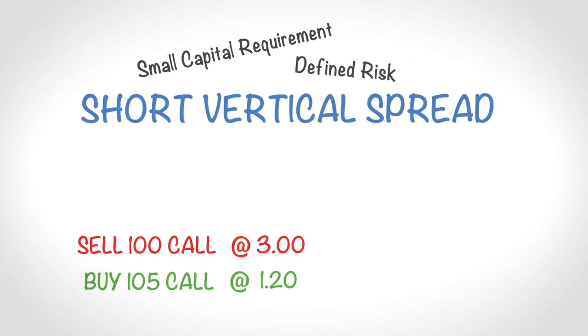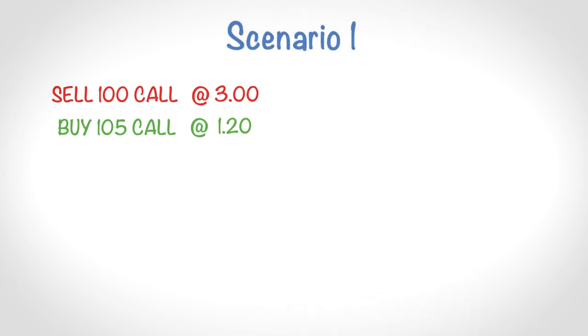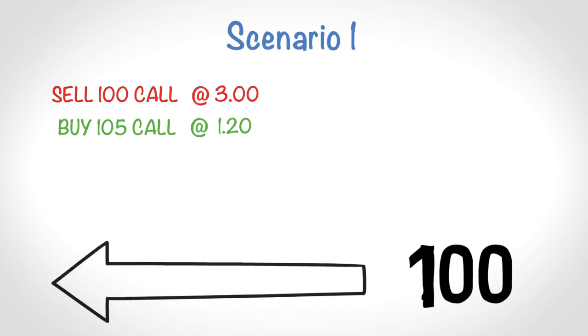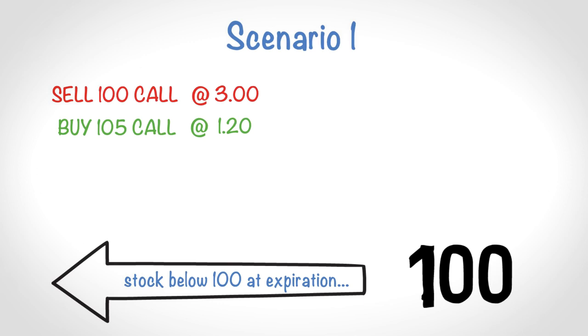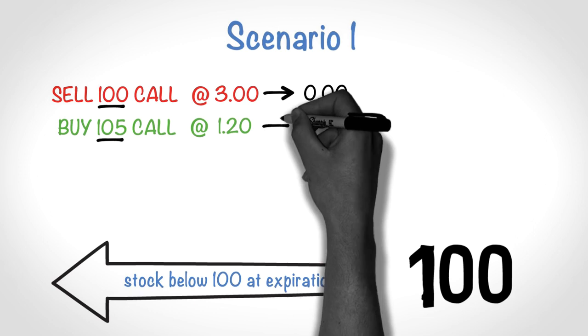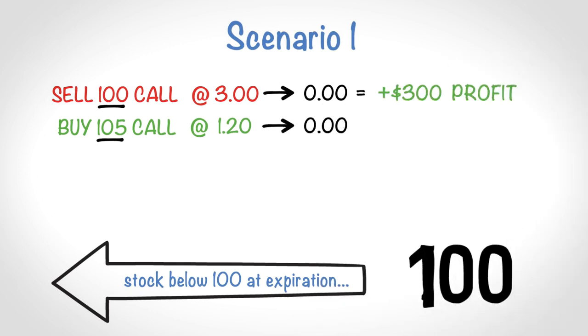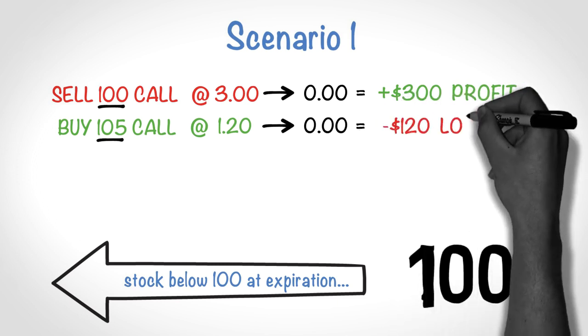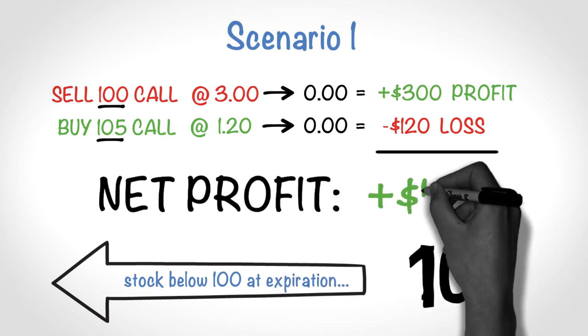So how exactly does this trade work? Well, let's think about three different scenarios. Scenario number one, Netflix stays below $100 per share. Now, we already know that if an option is out of the money at the expiration date, it will have no value. And if the stock is below 100, then that means both of our options that make up our vertical spread would be classified as out of the money and are worthless. That means we made $300 on the short 100 strike call, but we lost $120 on the long 105 strike call. So our net profit is $180.